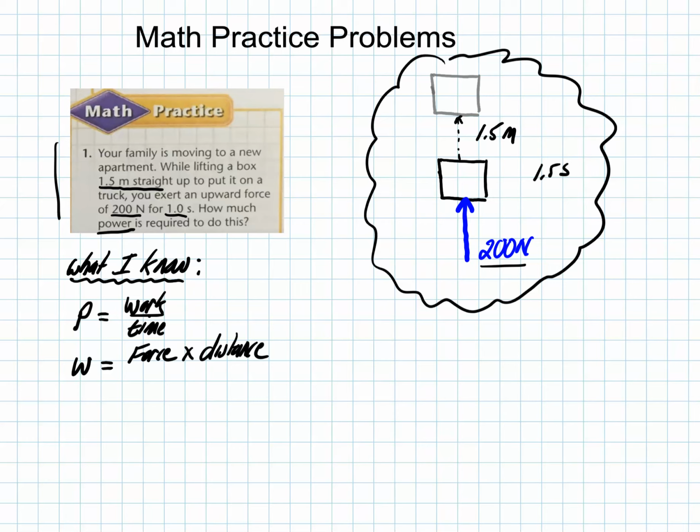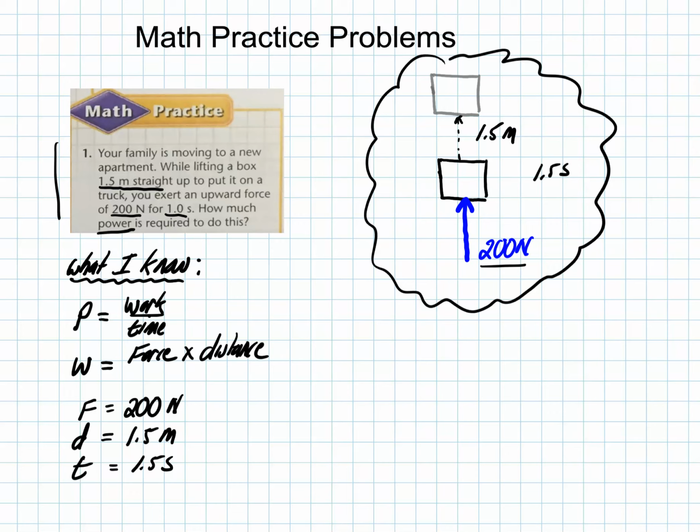Okay, so now what was I given? What information was I given in this problem? I'm told, in this case, the force is going to be 200 newtons. The distance, which I'm going to use D for, is going to be 1.5 meters. And the time is going to be 1.5 seconds.